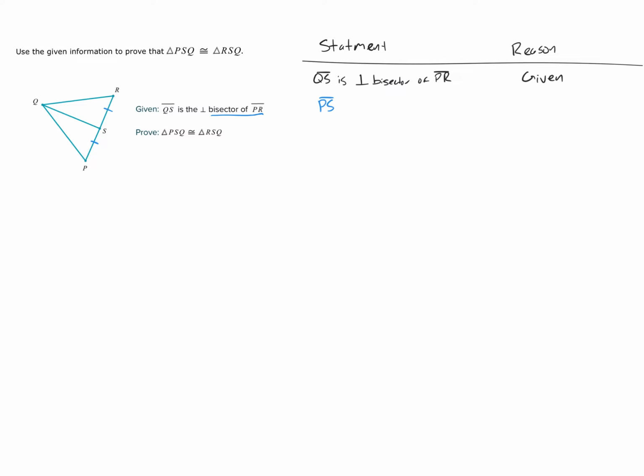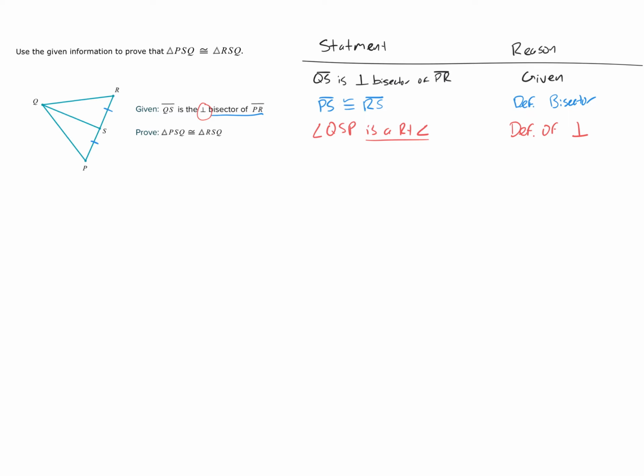PS is congruent to RS, and that's the definition of bisector. Now, let's go with the perpendicular part of that. I know angle QSP is a right angle, and that would be by the definition of perpendicular.